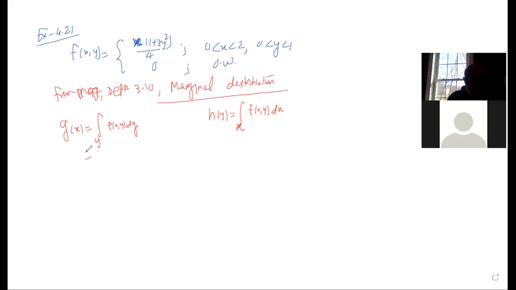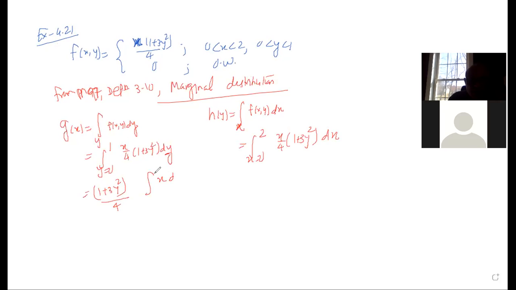Okay, so that is equal to, here y runs from 0 to 1, f of xy equal to x by 4 times 1 plus 3y square, dy. Here x runs from 0 to 2 and f of xy is x by 4 times 1 plus 3y square, dx. So here you are integrating just with respect to y. So let me write that is equal to 1 plus 3y square divided by 4. And here it is integration of x, my bad, other way around.